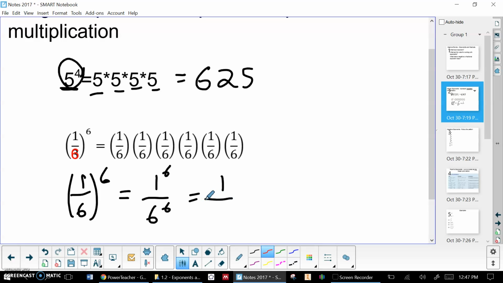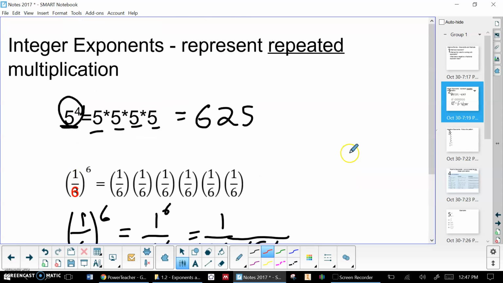6 to the 6th, again, I need a calculator for that one, but it's 46,656. So 1 over 46,656. That's a whole lot easier than actually trying to multiply 1/6 times itself a whole bunch of times in a calculator. So that one rule there can help you out a lot.